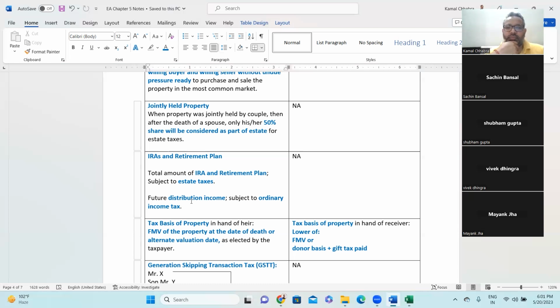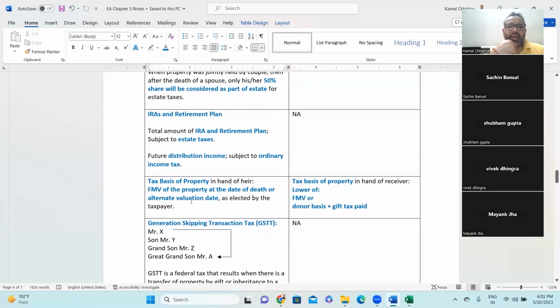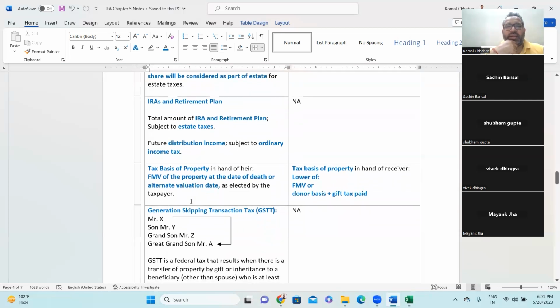Yes, sir. Next point is IRA. What is IRA? Individual retirement account. It's an individual retirement account and retirement plans. So here, the total amount of IRA and retirement plans. For example, an individual has registered himself into the IRA.